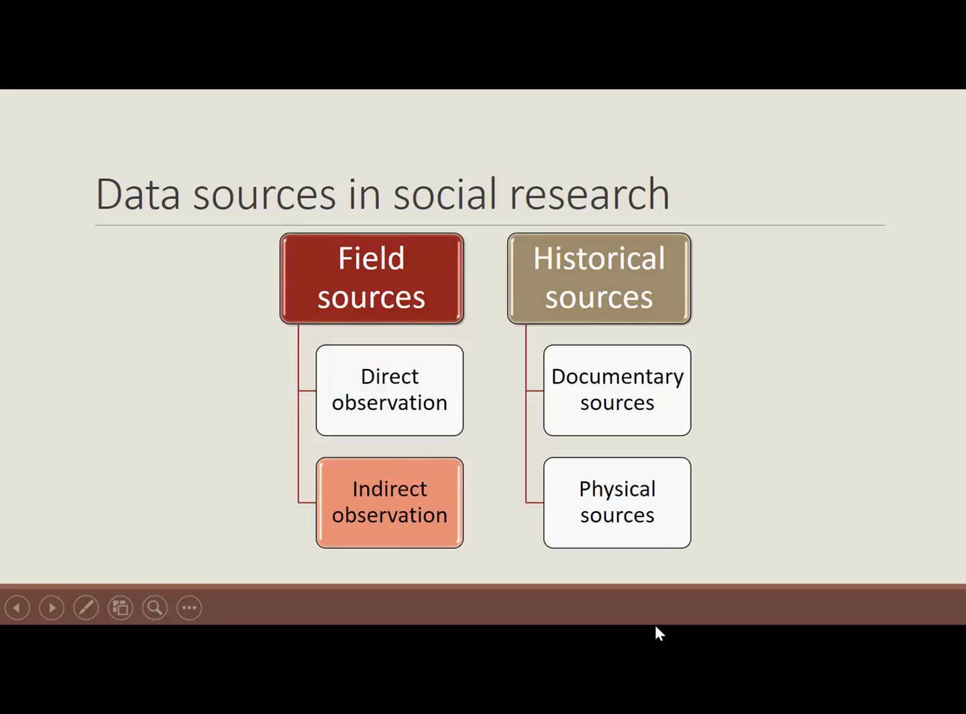But we've got all these other sources as well that we can use. Documentary sources and physical sources. Now, documentary sources, as I said, have changed in nature from 1986.